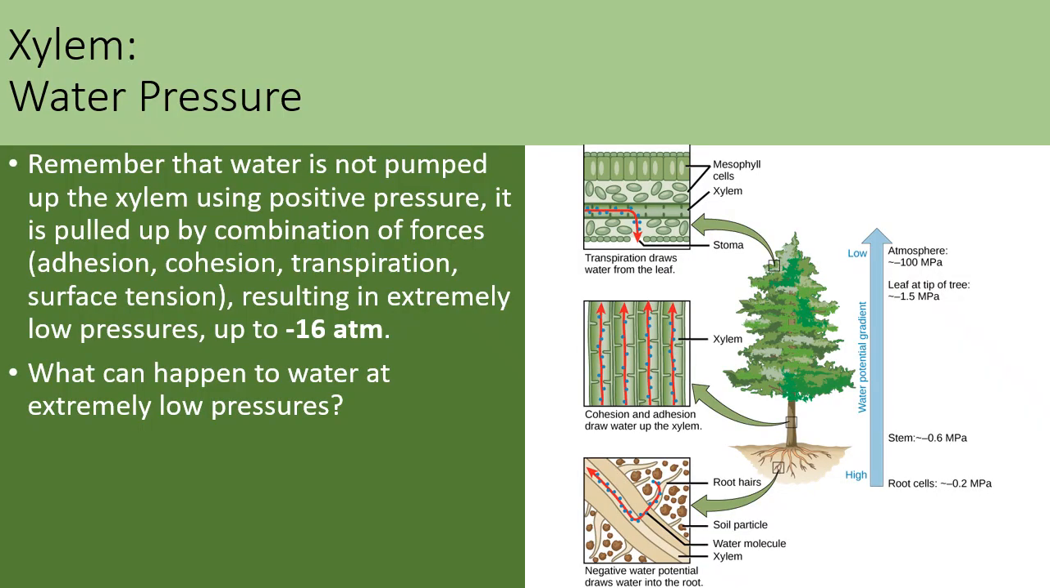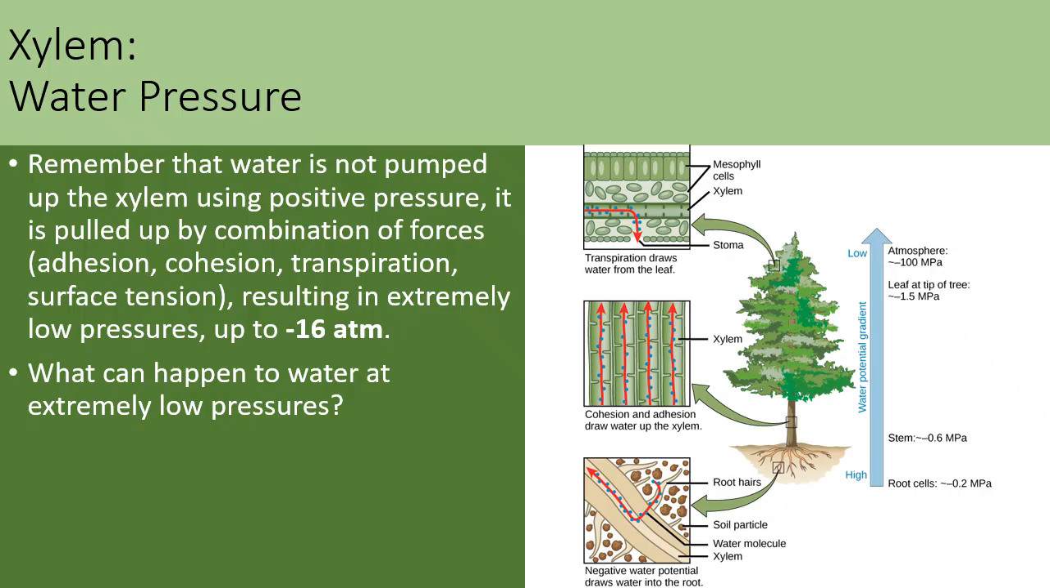So in order to understand why sapwood becomes heartwood, we have to do a little bit of a review about xylem itself. If you remember from our unit on stems, just basic stem anatomy, you'll remember that water is not pumped. There's no positive water pressure that's pushing water up the stem. Rather, water is being pulled up the stem. It's evaporating out of the leaf.